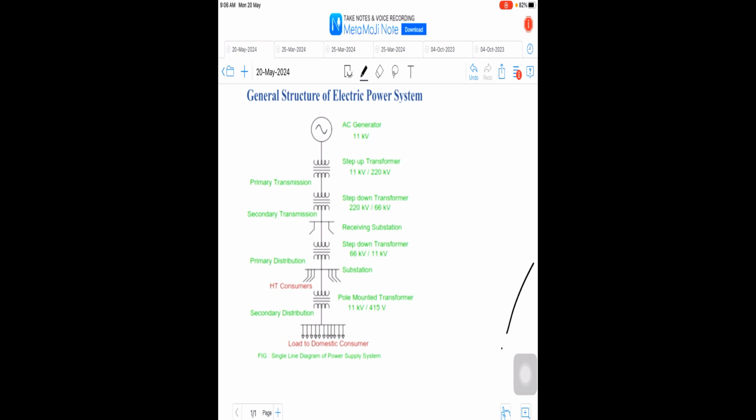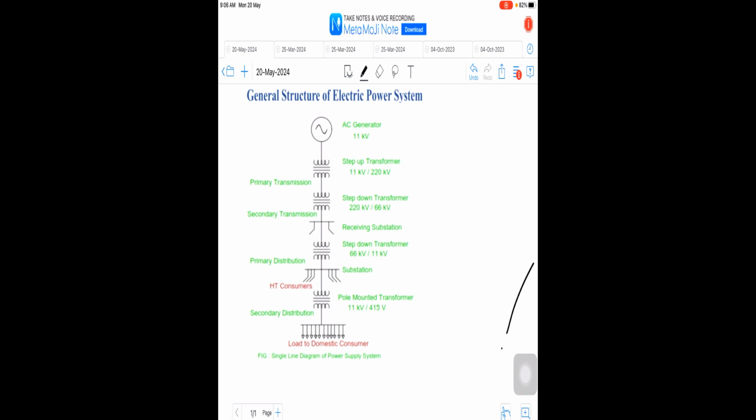Welcome to the session. Today's session is general structure of electrical power system. Let us understand what is electrical power system general structure. The electrical power is generally generated in bulk quantities at the generating stations. They are also called as power stations or generating stations.